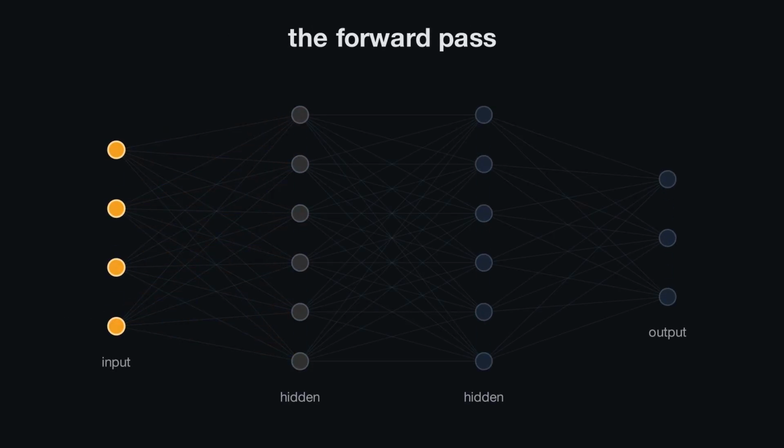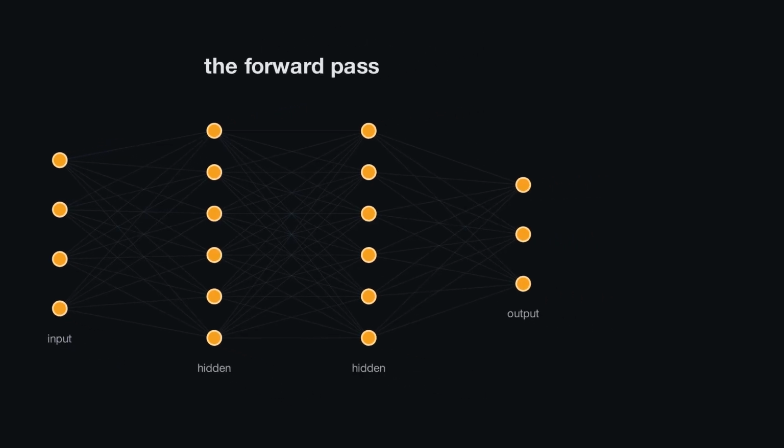Now let's put it all together and watch the network make a guess. The input numbers enter on the left. The signal flows forward, one layer at a time. Each neuron does its little vote, bends it, and passes the result on, until an answer pops out on the right. That single trip from input to answer is called the forward pass. Notice the network is only using what it already knows. It is not learning yet.